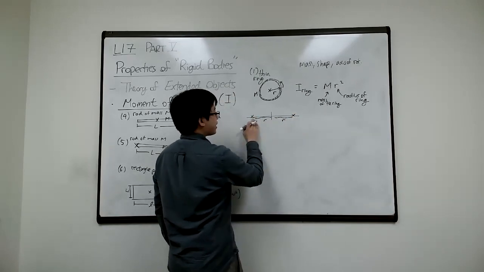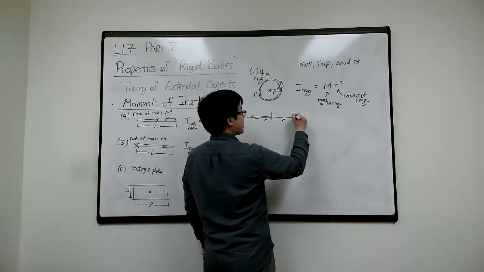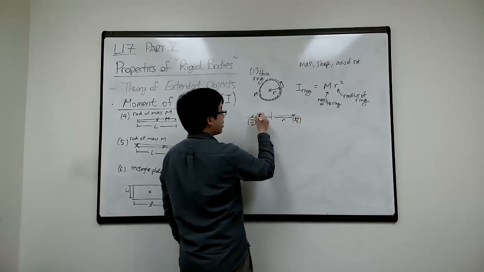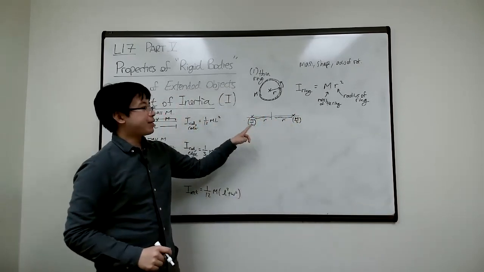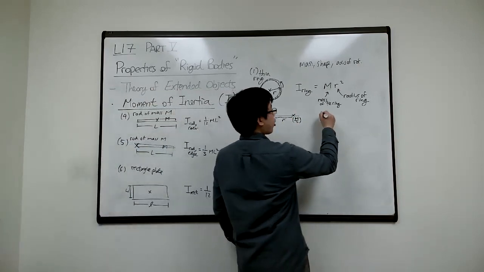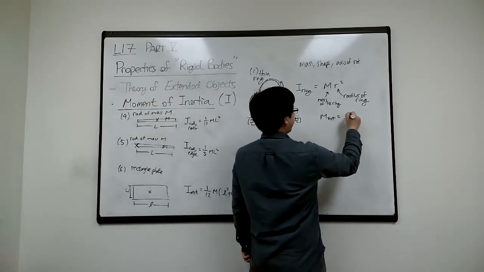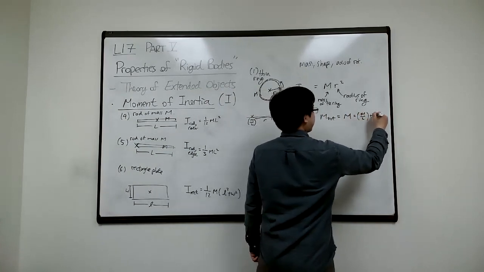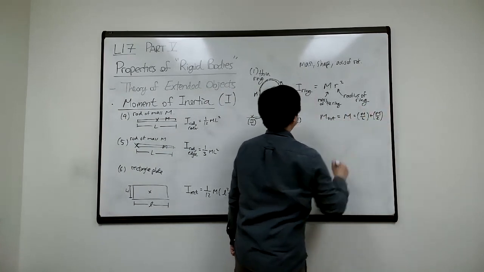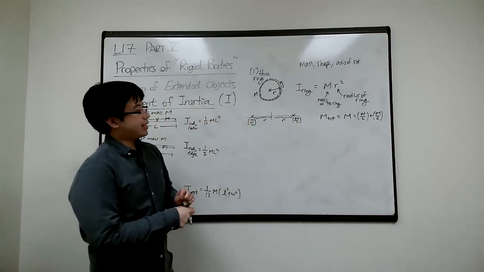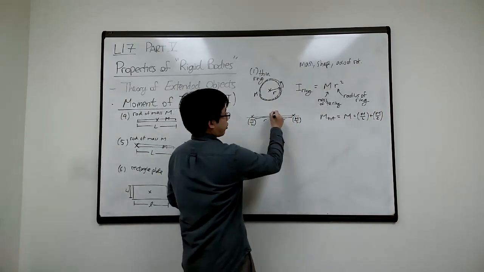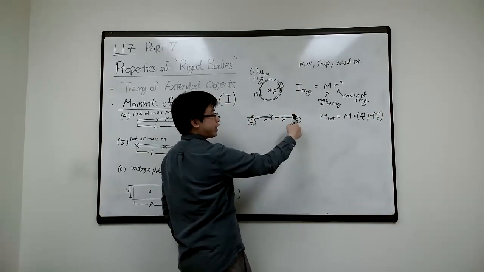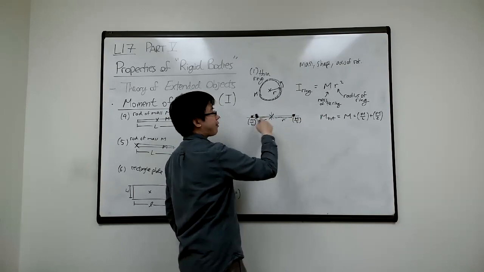Yeah, instead of capital M, I'll call this m/2. So this guy has mass M/2 because I want the total mass to be m. So it will be m/2 plus m/2 like this. What's the moment of inertia for this guy? Well, rotating about the center, there are two masses, each with half of the total mass.